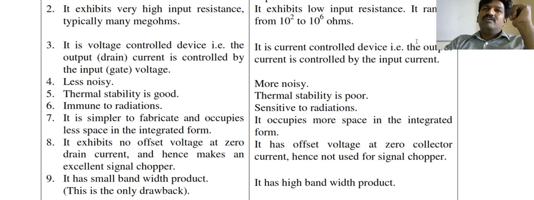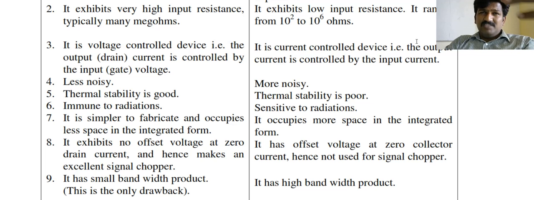That input current may be the base current when you consider the BJT in the common emitter configuration. Okay, and if you consider the common collector configuration, then what happens? When the emitter is common, the input current is the base current. When you say the base is the common terminal, then you can consider the emitter current as the input current.